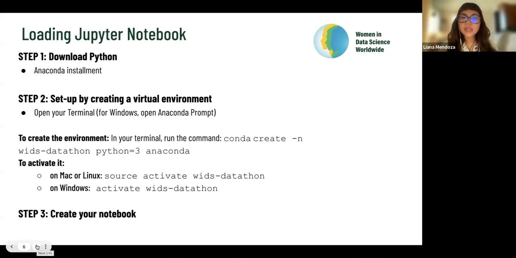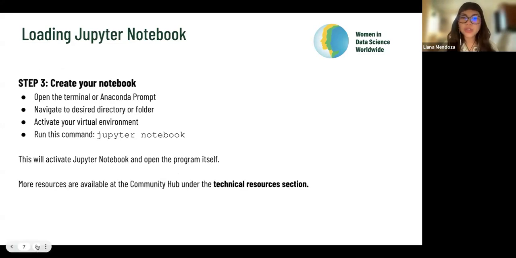And then step two, we can set up by creating a virtual environment. So you open your terminal, and then these are the following instructions or the code that you have to input in your terminal or your Anaconda prompt if you're on Windows. And then for step three, creating your notebook, this is just by opening your terminal, navigating to your desired directory, activating your virtual environment using the code that you just saw in the last slide, and running a very simple command. And then this will activate Jupyter Notebook and open the program itself on your device.